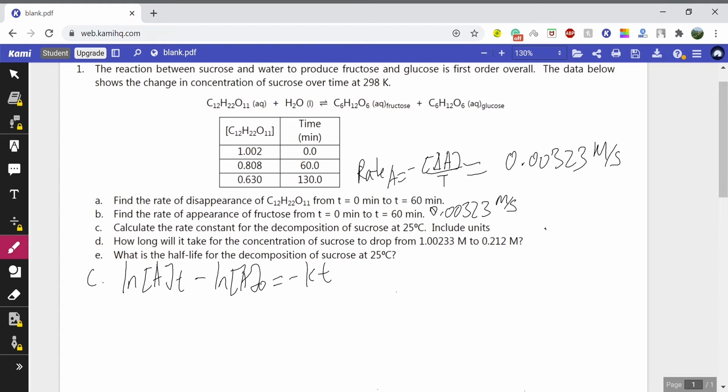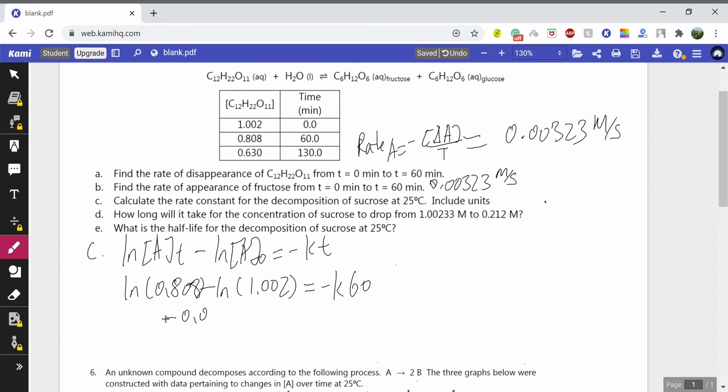Now let's use any numbers we have. ln of, let's say, 60 minutes, which is 0.808, minus ln of initial, which is 1.002, is equal to negative k times 60 minutes. Now we can do ln 0.808 minus ln 1.002, divide that by 60. So we'll get negative 0.0035865 is equal to negative k, which gives us k is equal to 0.00359. And that will be our k.